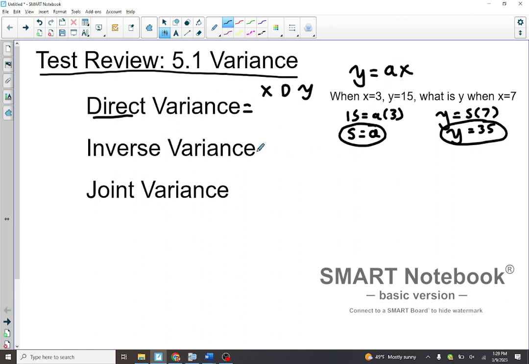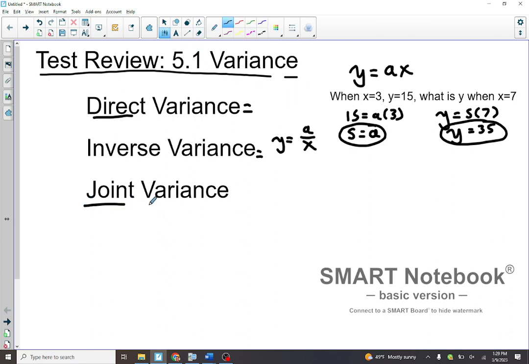The trick of this section is not necessarily math, it's knowing that in direct variation, a is multiplied with x. Inverse is divided by it. In inverse variation, y equals a divided by x, because inverse is divided. And then joint is both. Joint is used when you have multiple variables.